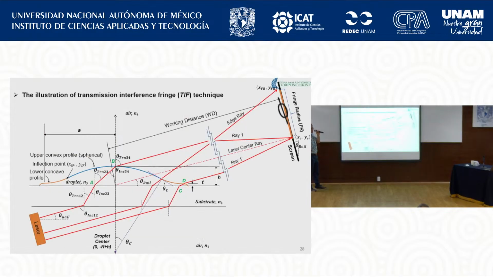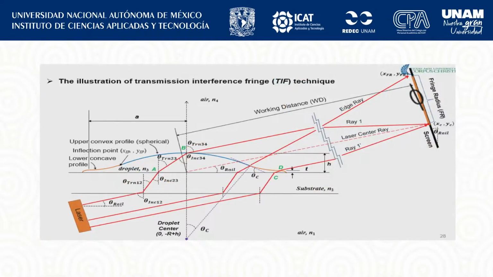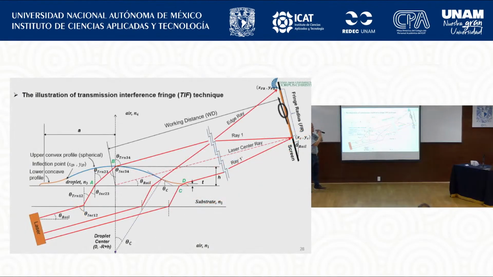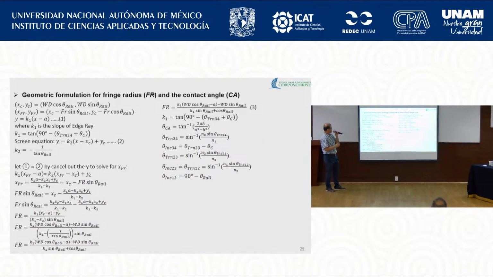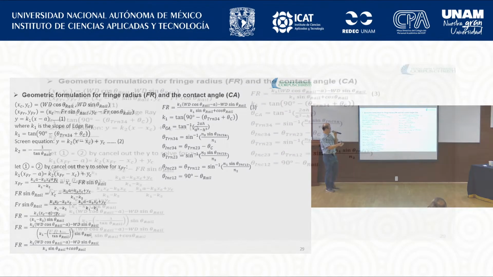Okay. Now this one shows the geometric schematic for what we call TIF, transmission interference fringes. Laser is coming, right, and then the shining is passing through the top of the screen. Okay. And here we also put the expander to make the laser light bigger to cover the whole drumlet. Now this one shows one example of the geometric formulation for the contact angle and the fringe radius.